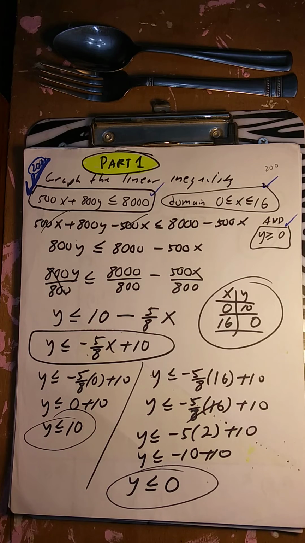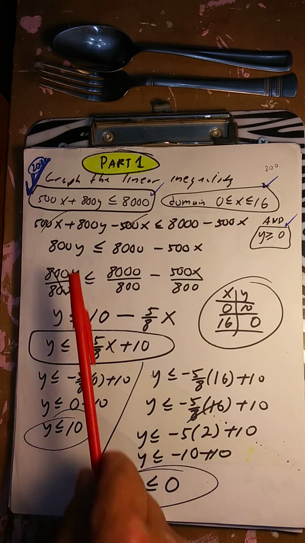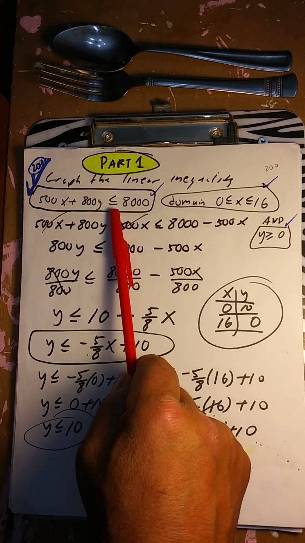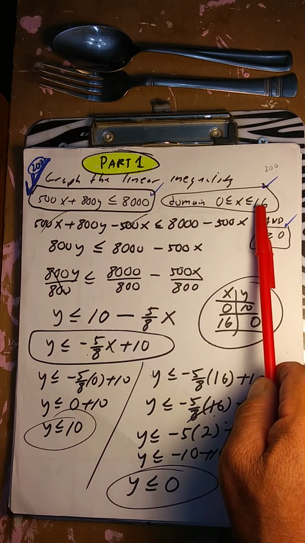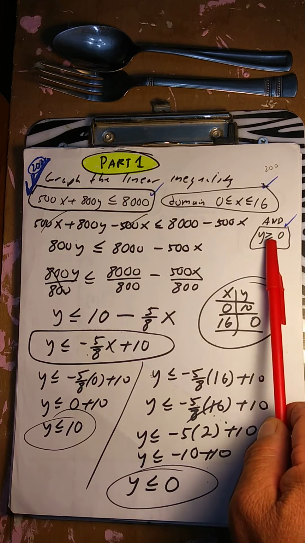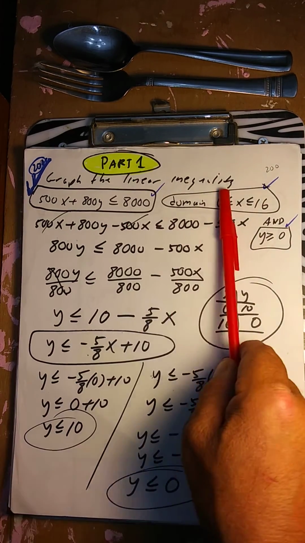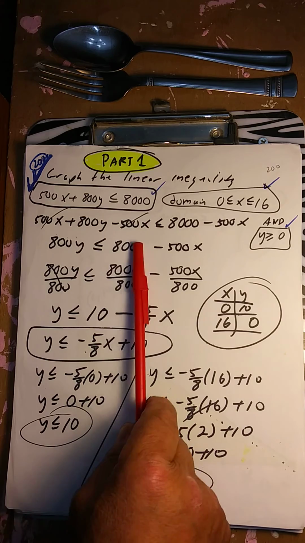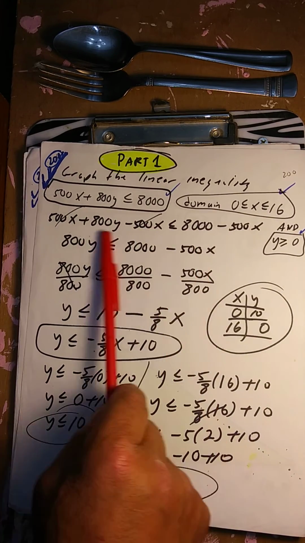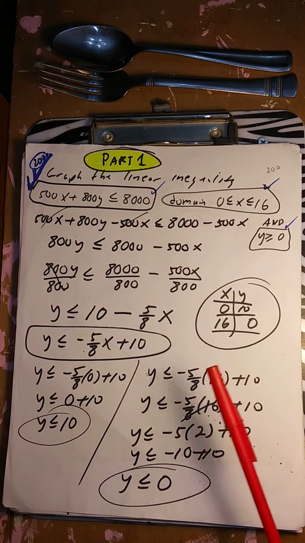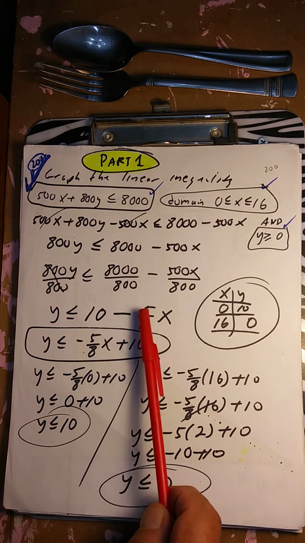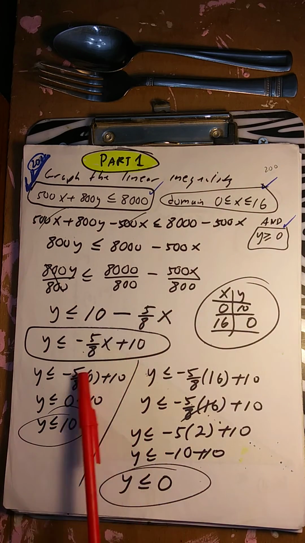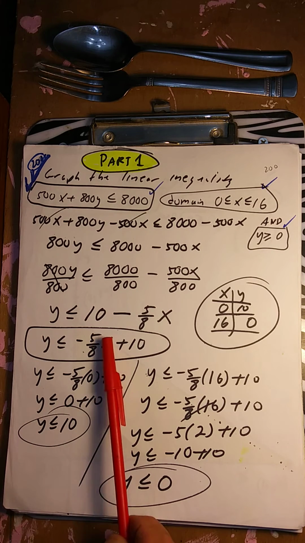This one, what does this say? Graph the linear inequality, 500x plus 800y less than or equal to 8000. The domain is 0 less than or equal to x less than or equal to 16, and also y is bigger than or equal to 0. Three conditions, huh? Okay, let's solve for y. Subtract 500x, then divide by 800. So y is less than or equal to 10 minus 5/8 x. Rewrite this: y is less than or equal to negative 5/8 x plus 10.